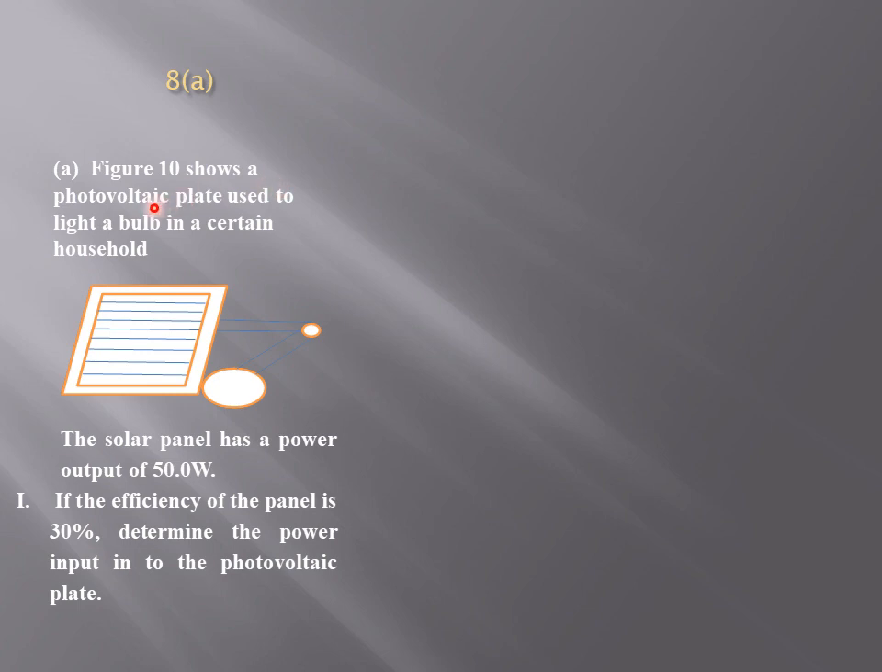Take the question again. This diagram shows a photovoltaic plate used to light a bulb in a certain house. This is the plate, these are connecting wires, and this is the bulb. The solar panel has a power output of 50.0 watts. If the efficiency of the panel is 30%, determine the power input into the photovoltaic plate.